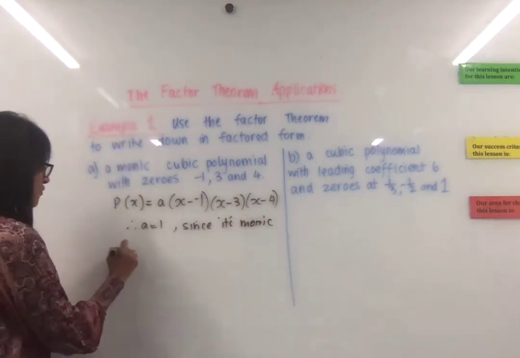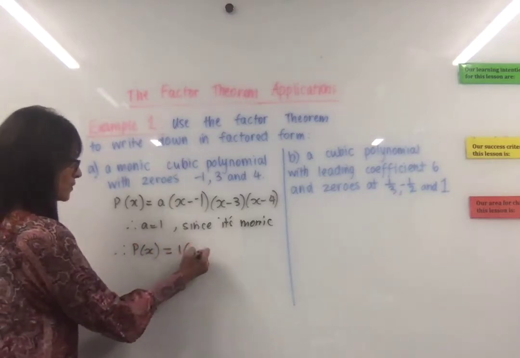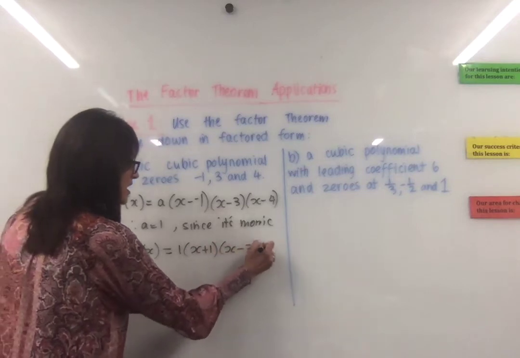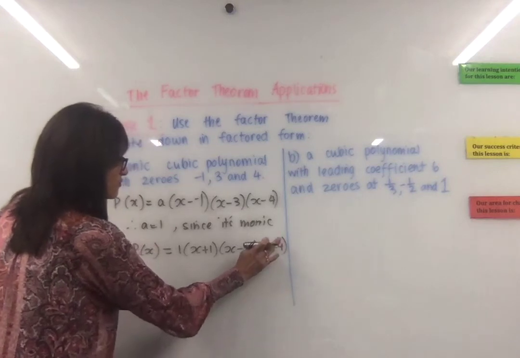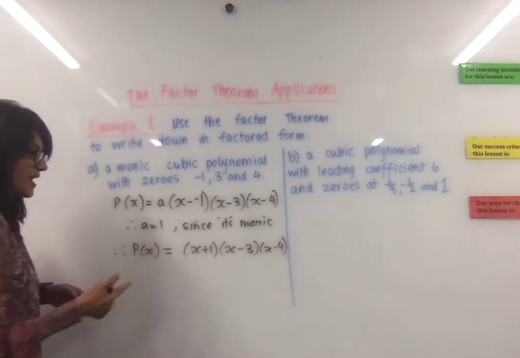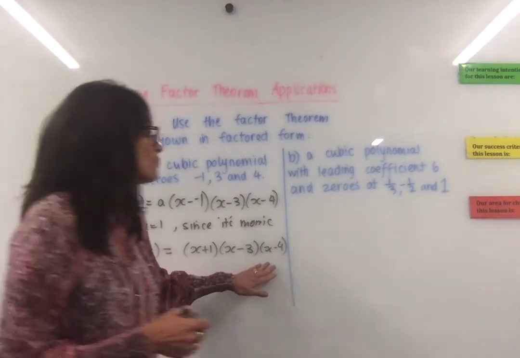So therefore, we have a polynomial in the form of A, which is 1 outside of x plus 1, x minus 3, x minus 4. And we don't need to write this 1 out the front, so we can leave it simply as x plus 1 times x minus 3 times x minus 4.